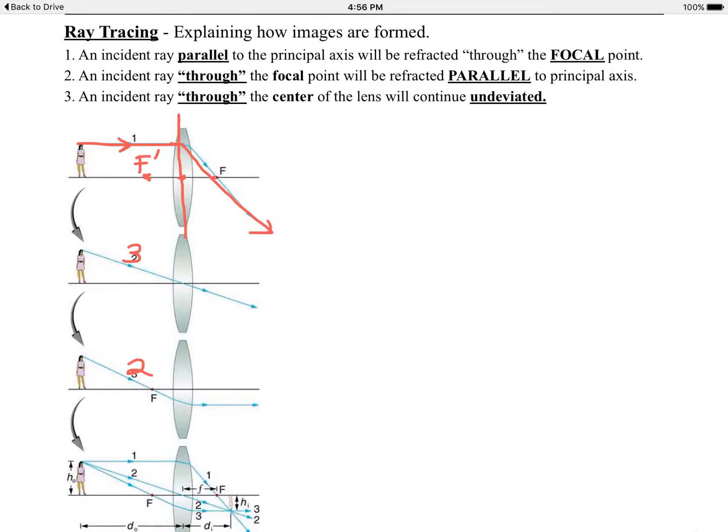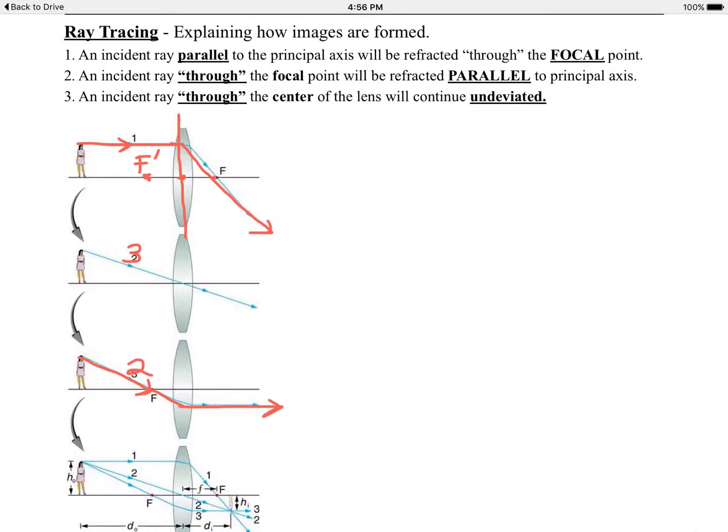So rule number 2 is the opposite of rule number 1. What you'll notice here is this ray of light is going through the focal point on the left side and bending parallel. Once again, I'm showing one bend even though there are 2 bends. The net result is the ray that goes through the lens bends parallel to the principal axis. The light transmits through the lens.